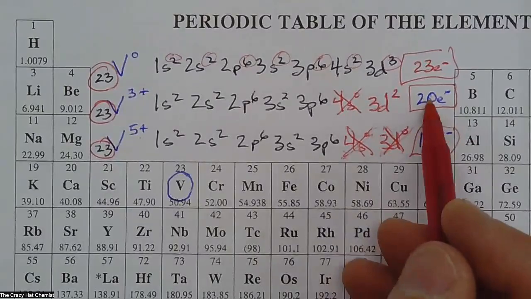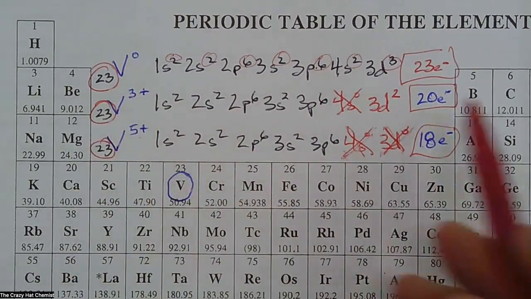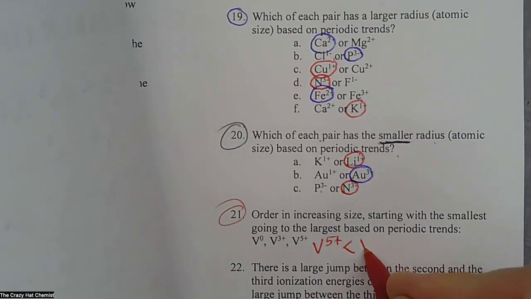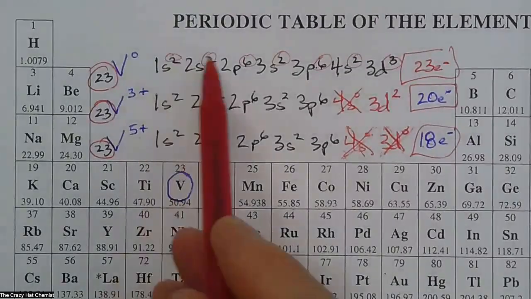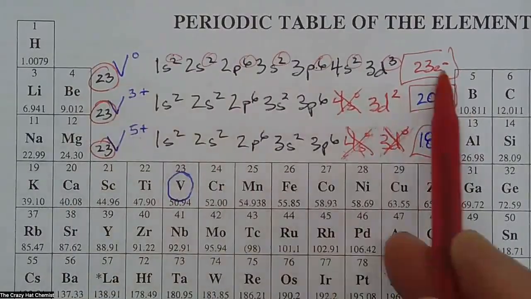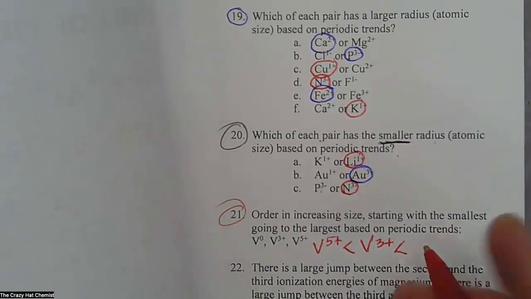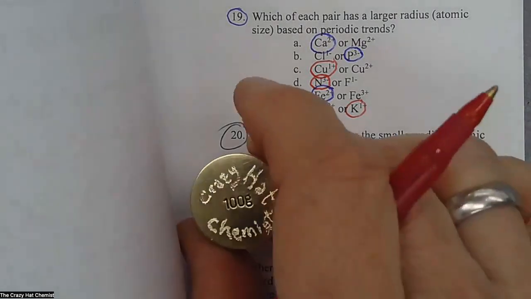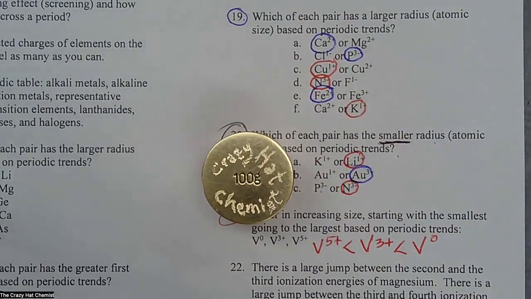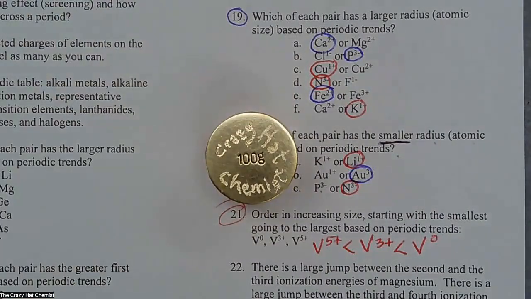Then the next one in the middle is the vanadium 3+. And so that's vanadium and a 3+. And then finally, the last one, which is the largest, is the vanadium atom. And so that's vanadium that's a 0 charge. All right. So that is number 21 for you.